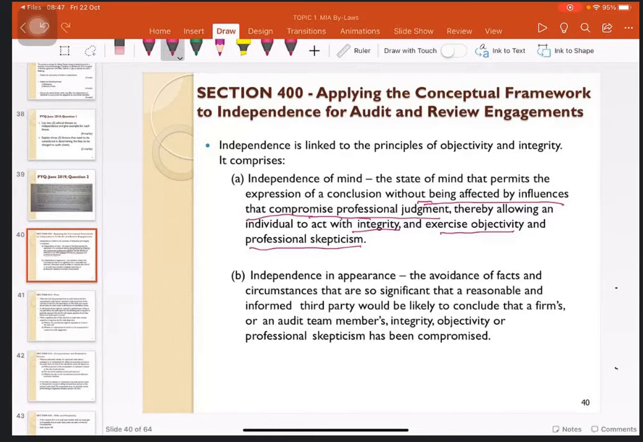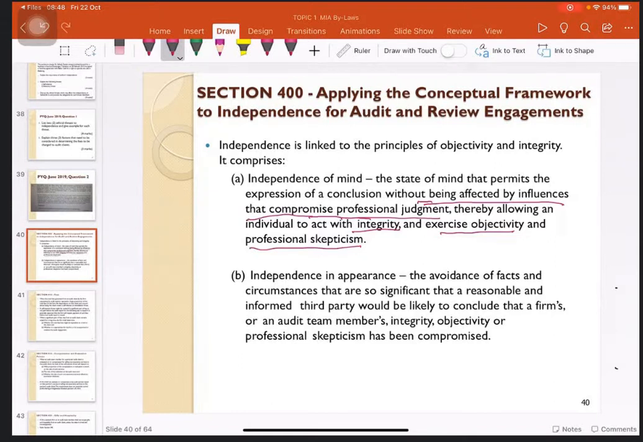Have you heard the term professional skepticism, class? What does professional skepticism mean? In audit, the concept of professional skepticism is important. It is not about just asking something; it means you cannot trust 100% whatever information is provided by your client. Right, class? You need to clarify it.